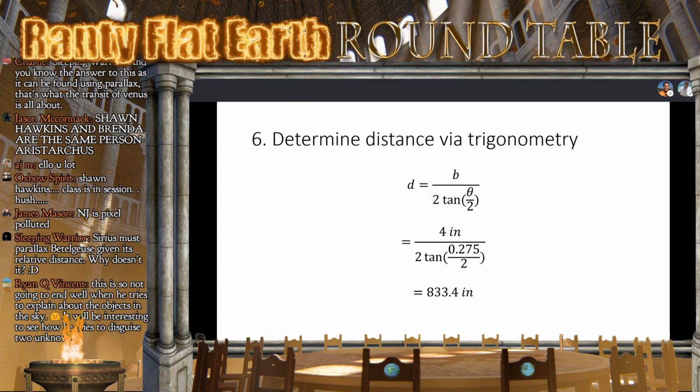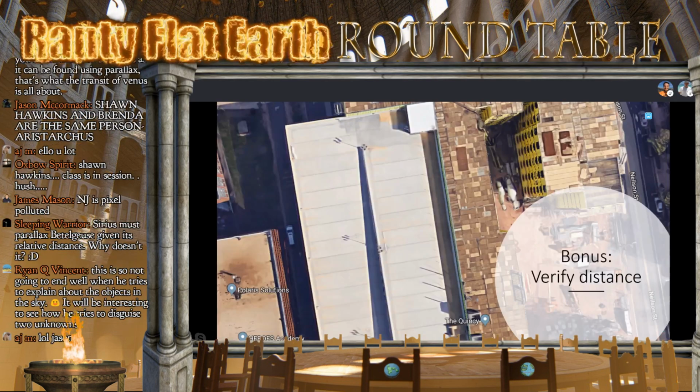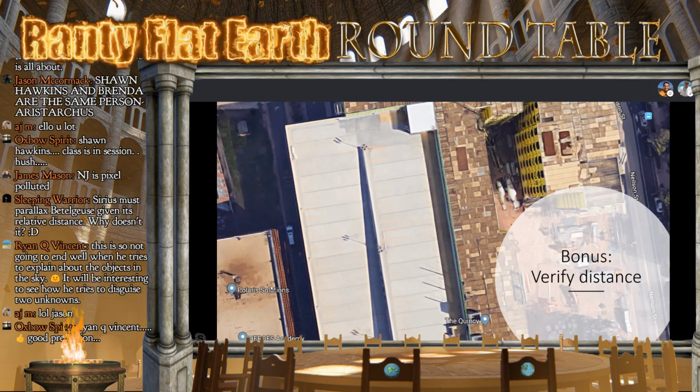Now, I have the advantage of being able to verify this distance. Again, this is the location I did it from. This is the top of the parking garage. You can see that this is New Brunswick, New Jersey. There is a luxury apartment complex called the Quincy right here. That's who this parking deck belongs to. There's Nielsen Street right here and some other businesses.